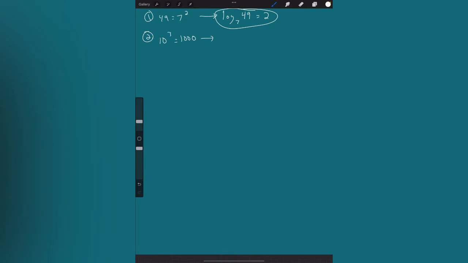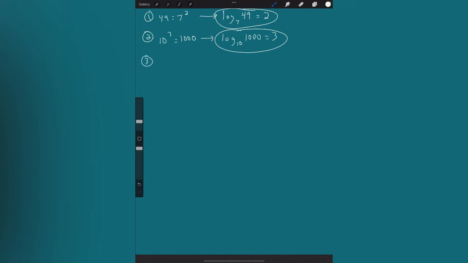So the first step is to just write log 10, okay, is being raised to what power to give me 1,000? Log 3, okay, 10 to the third power equals 1,000. So log 10 of 1,000 equals 3. That's all we're starting off here doing.